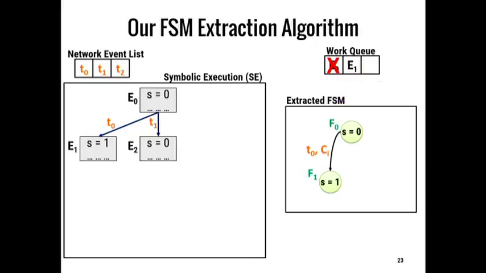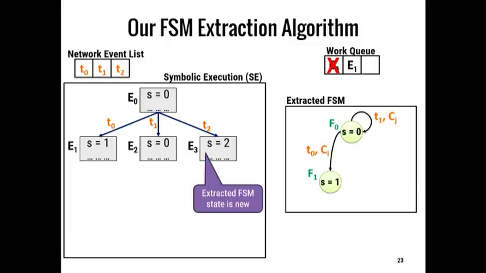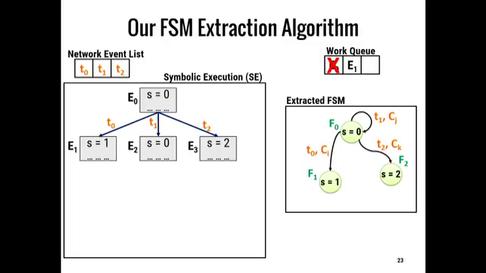Similarly, we'll try the next network event on E0, and let's say it did not change any value of the state variable, and therefore we don't get any new state, but we have a new transition, which is essentially a self loop. Then let's say we try T1, and we end up with another execution state where we have a new FSM state, because S is equal to 2. We will add it to the graph and also add a transition from our current FSM state to the newly discovered FSM state. And we also keep the execution state in the queue because we need to explore it. Now we are done with all the executions for E0.